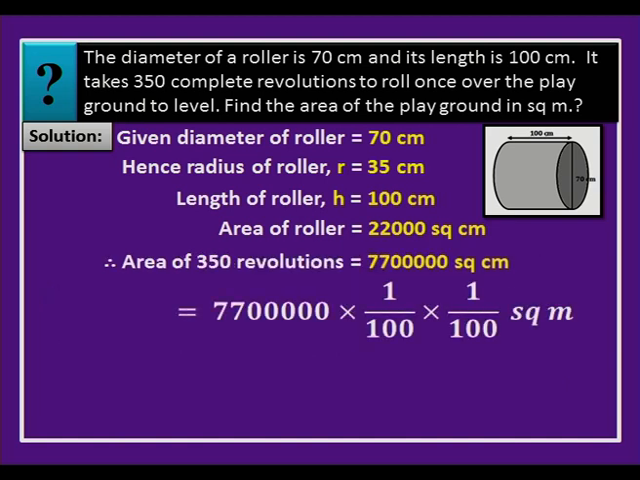Yes, we are going to multiply by 1 by 100 into 1 by 100, or you will divide it by 100 into 100. Okay, children. So, on dividing this or on simplification, we get 770 square meters. Let us move on to our next problem, children.